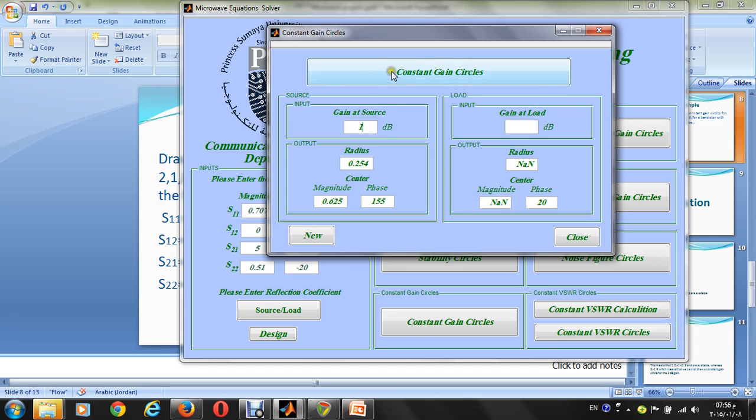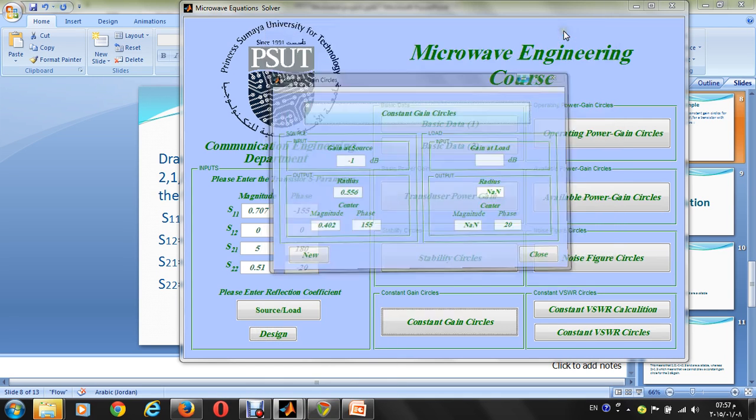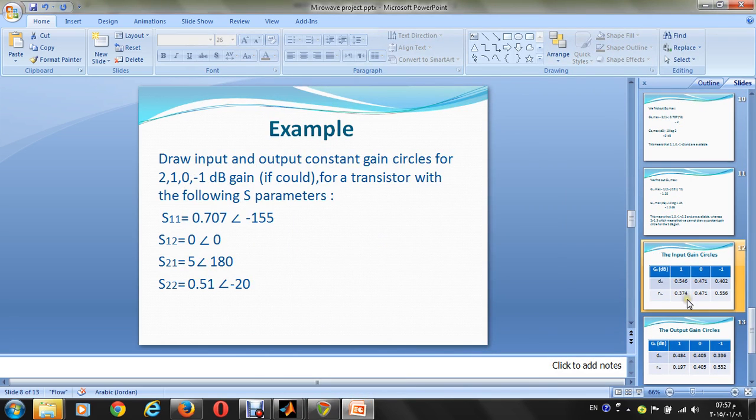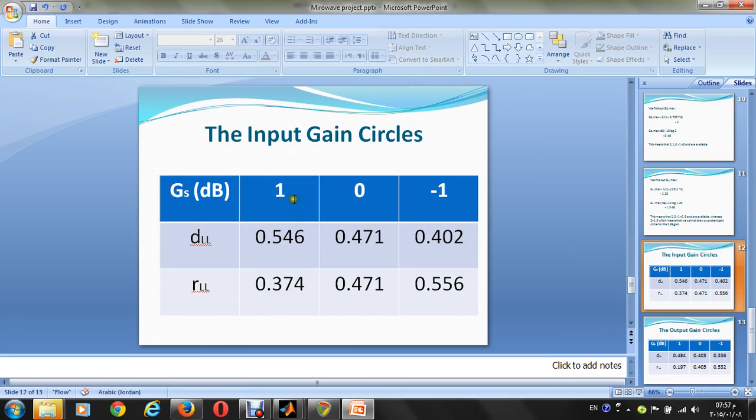Now I need 1. We have the same radius and magnitude. For the 0, yes, and for -1. Now, to make this easy, what I've done actually, I put them in a table for the 1, for the 0, and for the negative 1. Also for the 2, I can do it as well.